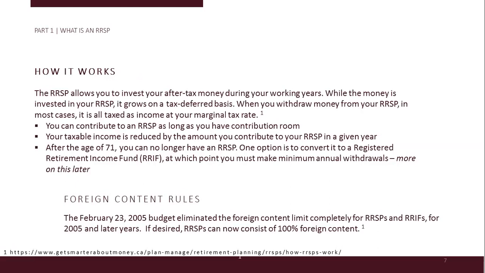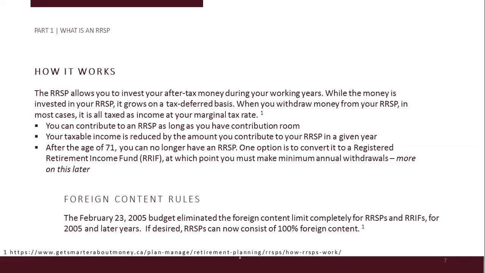Now, you can contribute to an RRSP as long as you have contribution room. Your taxable income is reduced by the amount you contribute to your RRSP in a given year. And after the age of 71, you can no longer have an RRSP. One option is to convert it to a registered retirement income fund, or a RIF, at which point you must make minimum annual withdrawals. More on this later.